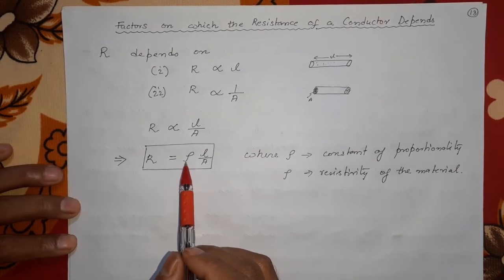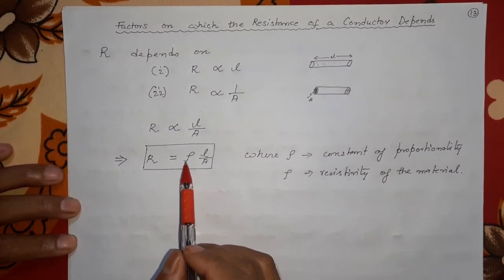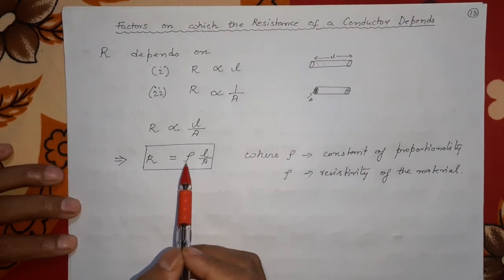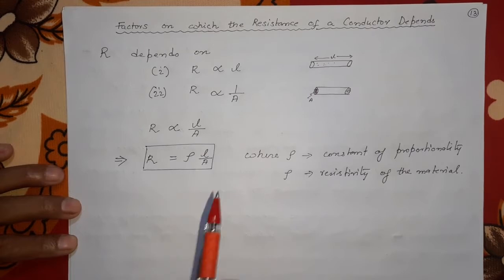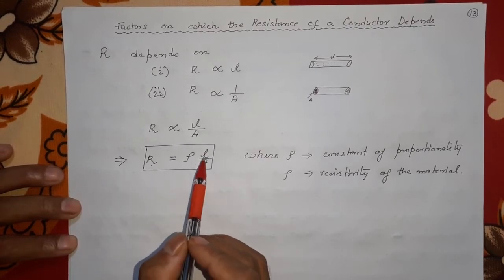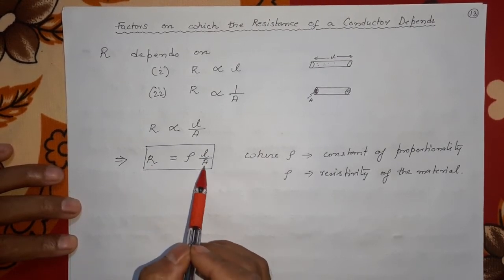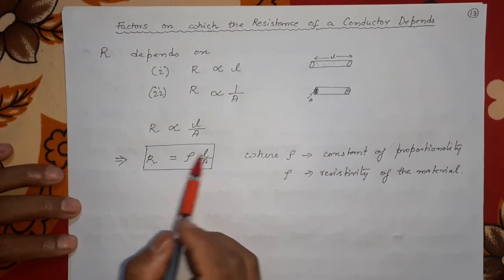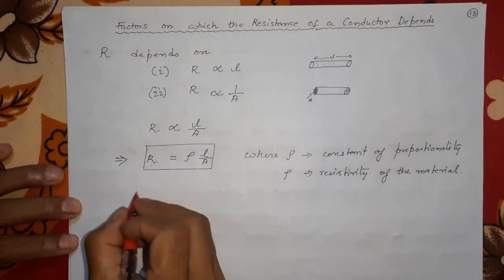I have already told you that, isn't it? Resistivity will decide whether it is gold, silver, iron, or copper. So three things, now everything is there. Resistance will be decided by the length, by the area of cross section, and by the resistivity of the material. So let us try to understand what resistivity alone is.